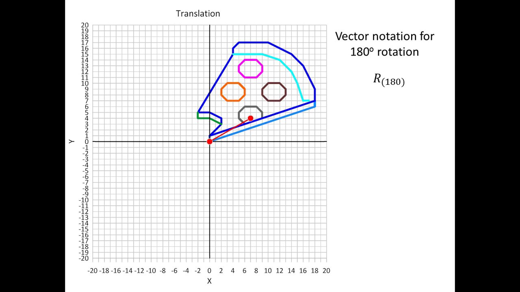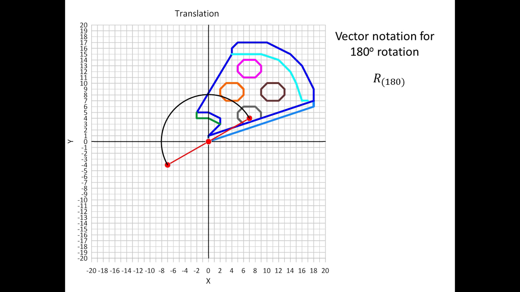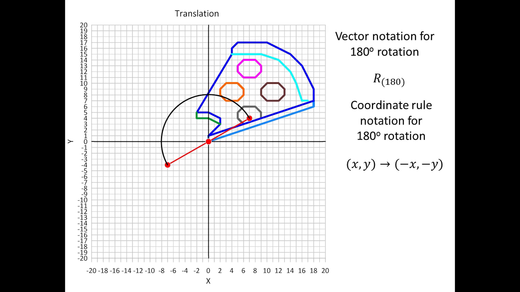The vector notation for the 180 degree rotation is an R with a 180 in the subscript. There's a radial arm that it's going to sweep 180 degrees around from the random point about the origin to a new point. Therein lies the new point. The coordinate rule for that 180 degree rotation is that the point (x, y) goes to (-x, -y). So taking the arbitrary point (7, 4), it goes to (-7, -4).